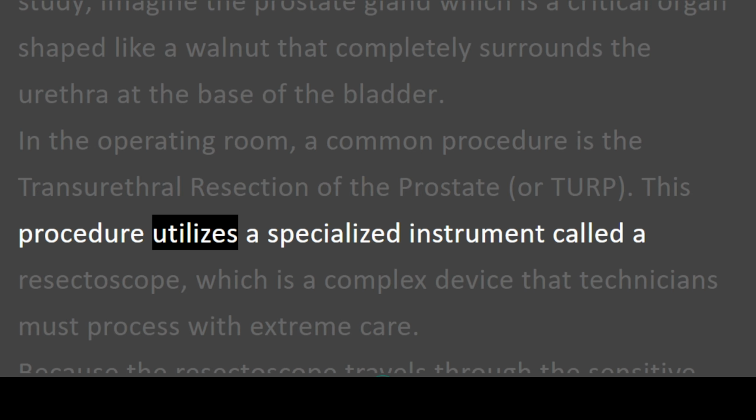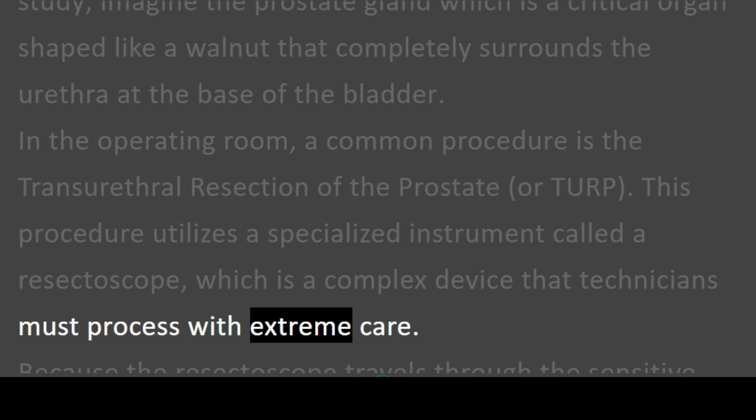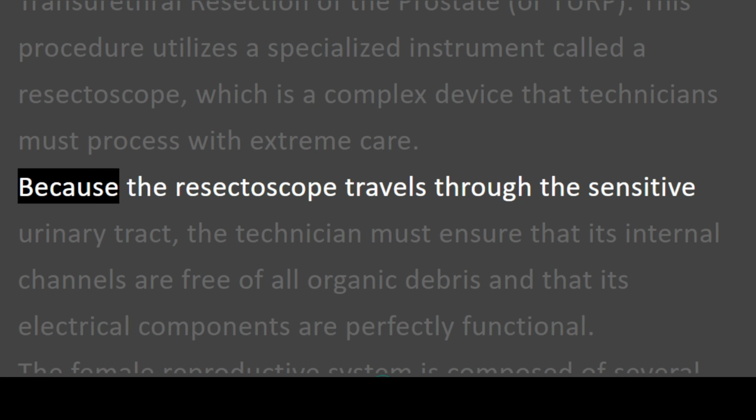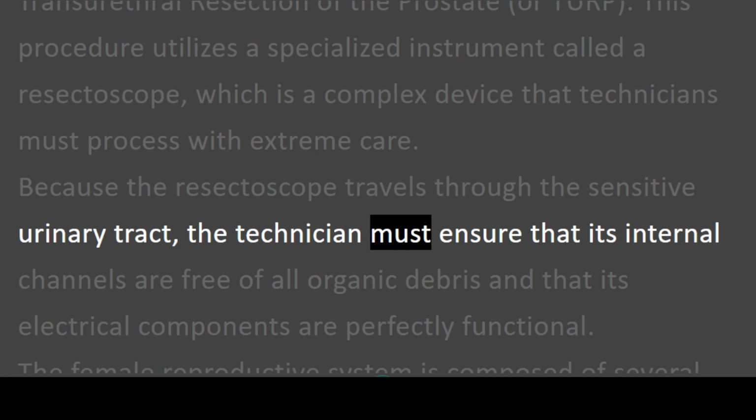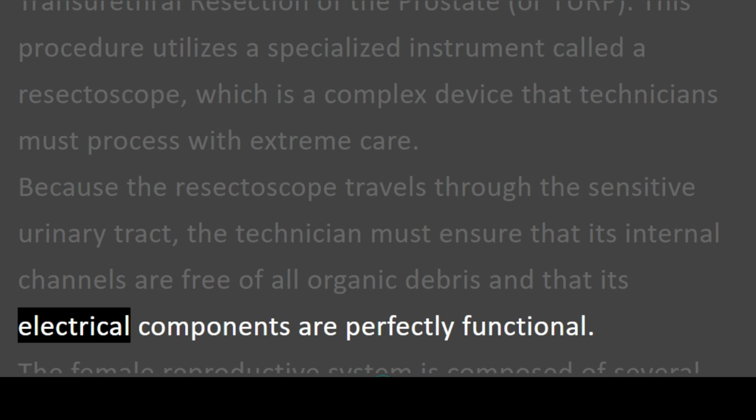This procedure utilizes a specialized instrument called a resectoscope, which is a complex device that technicians must process with extreme care. Because the resectoscope travels through the sensitive urinary tract, the technician must ensure that its internal channels are free of all organic debris and that its electrical components are perfectly functional.